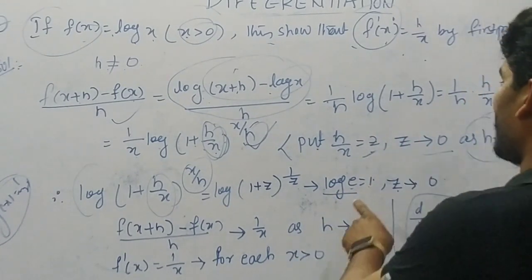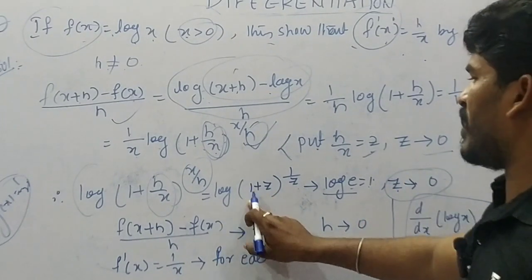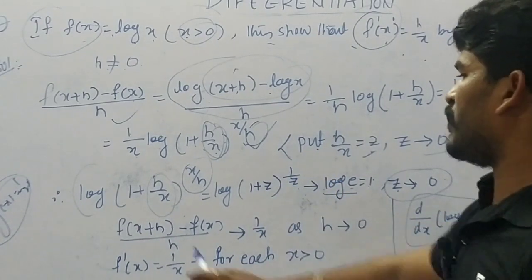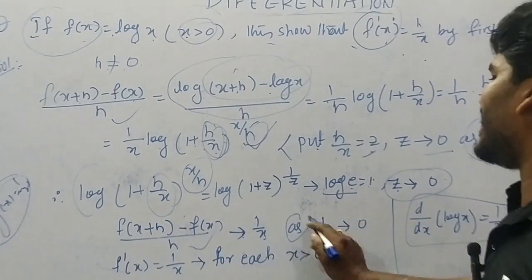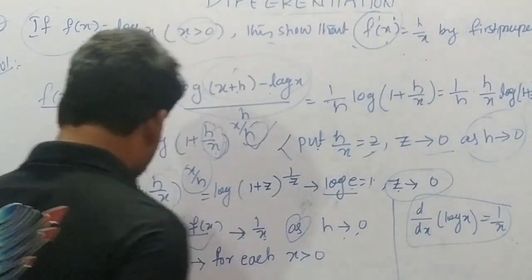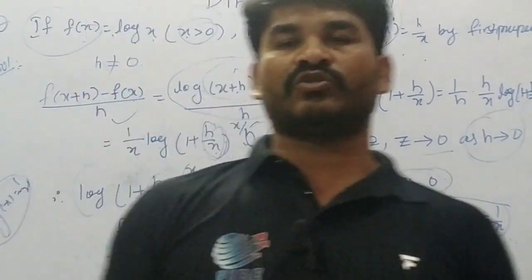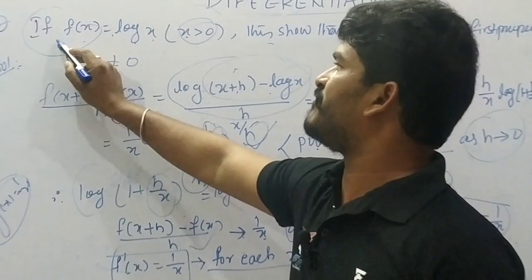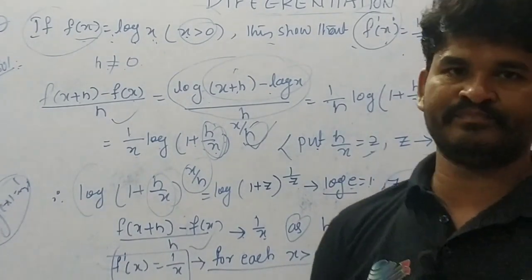Why? Because in the above equations we represented 1 plus z whole power 1 by z. So f of x plus h minus f of x divided by h tends to 1 by x as h tends to 0. Therefore, f dash of x equals 1 by x for every x greater than 0. That is, d by dx of log x equals 1 by x. What is the condition? Given f of x equals log x, x greater than 0.